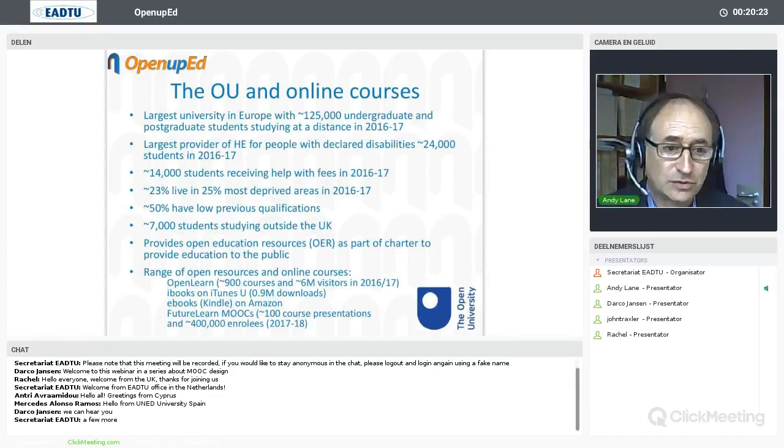Of course, we provide open education resources, as we all know, and I list a lot of those at the bottom, on OpenLearn. There are about 900, you could call them MOOCs. They're all self-study, but not cohort-based, and there's about 6 million visitors to OpenLearn each year. We also have versions of them as iBooks on iTunes and ebooks as Kindle on Amazon. And then the Open University has FutureLearn as a company, which many institutions run MOOCs on. We have about 100 MOOC presentations a year and about 400,000 enrollees on there. So you can see it makes up to about the 1,000.